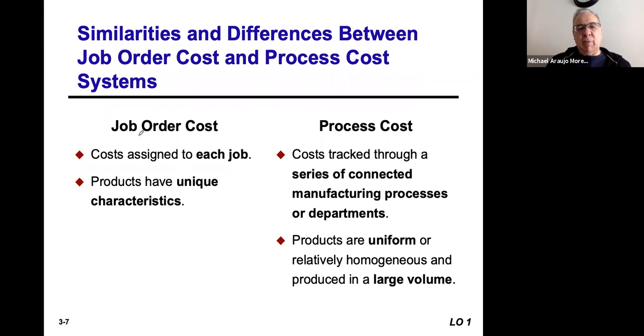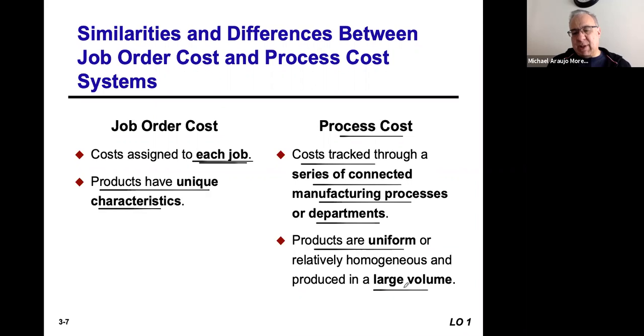Okay. So remember, for the job order cost system, the costs are assigned to each specific job, and those products are unique. For the process cost system, the costs are tracked through lots of a big process or departments, but the product will come out looking the same. Okay, and they'll be producing large volumes of that product.